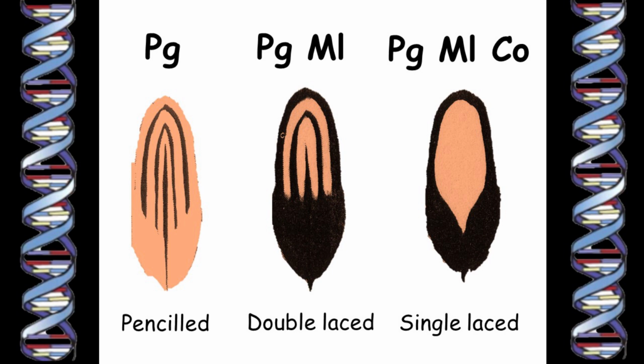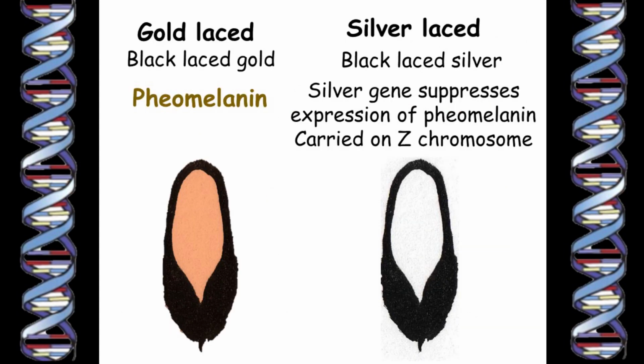Now that we know what makes the pattern, let's think about the colour. And we already know how it's going to work. The ground colour is usually gold or silver. The gold colour is caused by the pigment pheomelanin. A Wyandotte whose feathers have a gold ground colour and a black outline is usually called gold-laced, although you'd think it would be more accurate to call it black-laced gold.